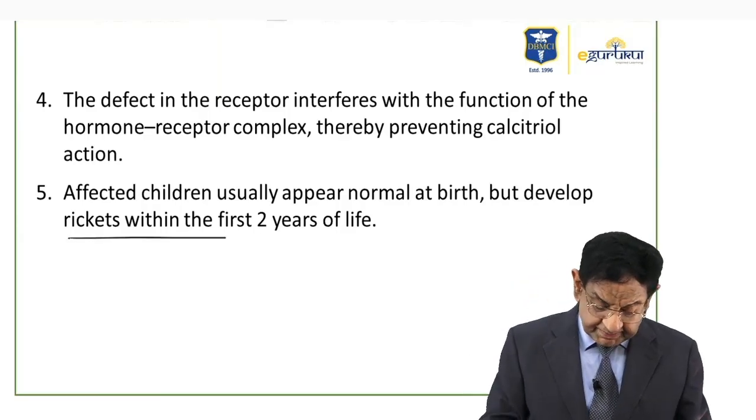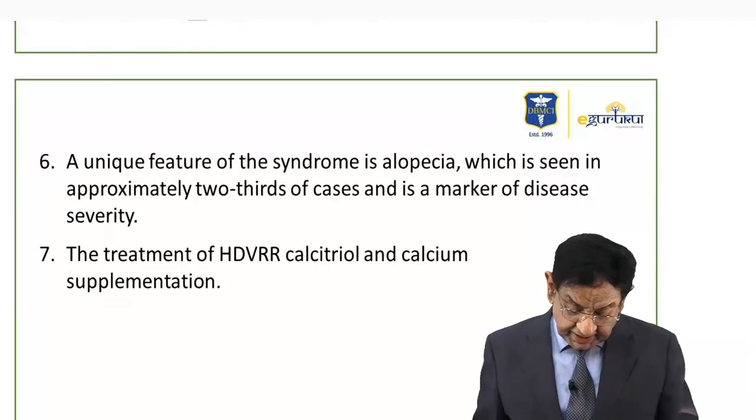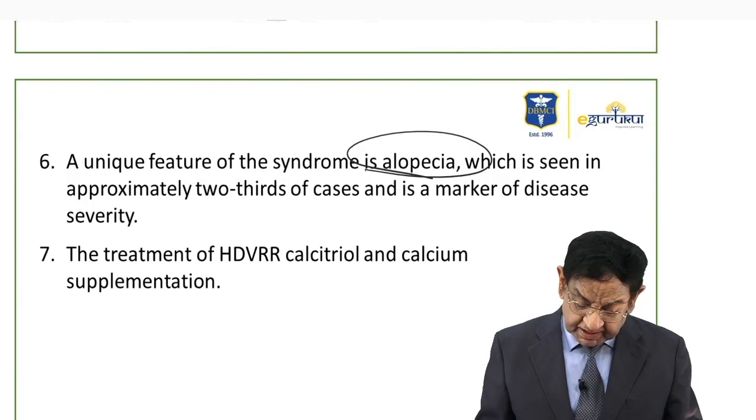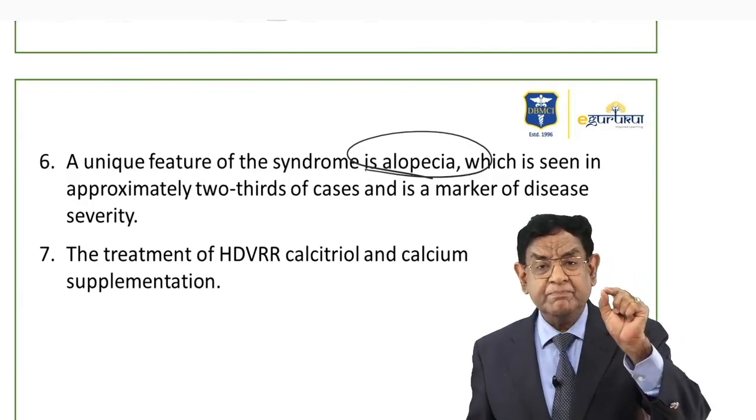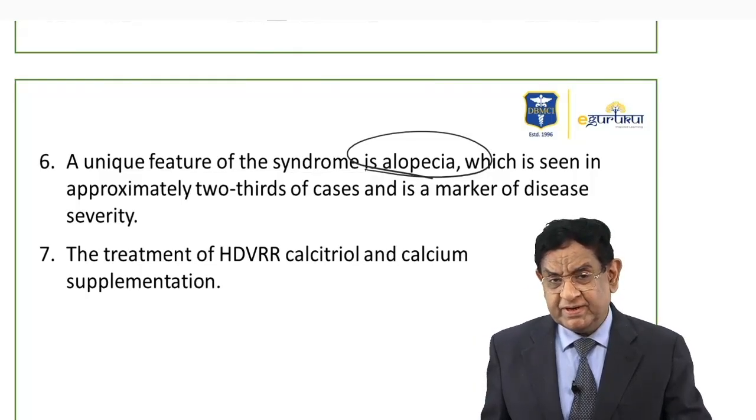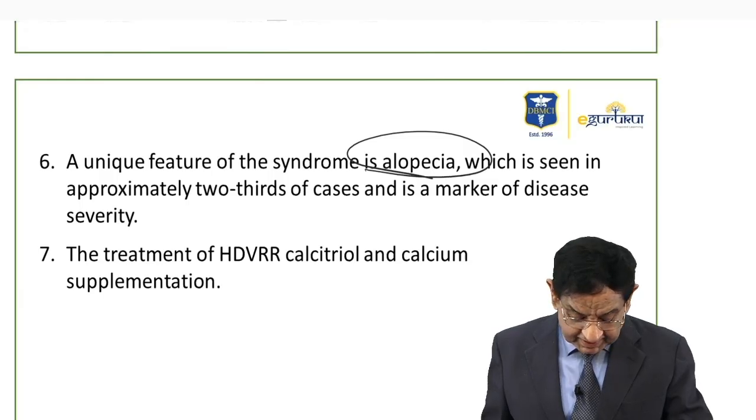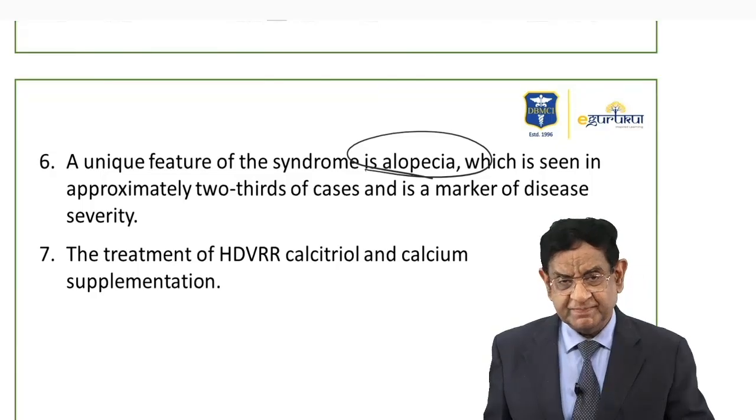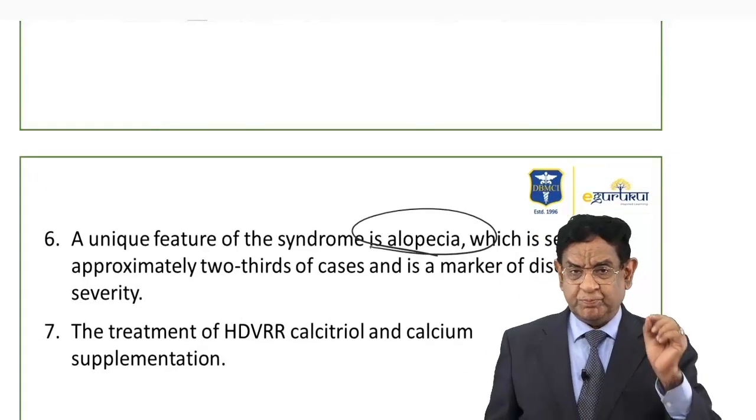So they again manifest within the first 2 years of life. One more feature in these patients is alopecia, the classical thing that we see, and that is a marker of severity also. That means the difference between type 1 and type 2 is alopecia. Treatment is only a very high amount of calcium and vitamin D. Nothing special about it. So what you have to remember is alopecia.